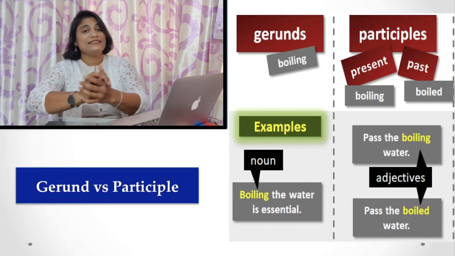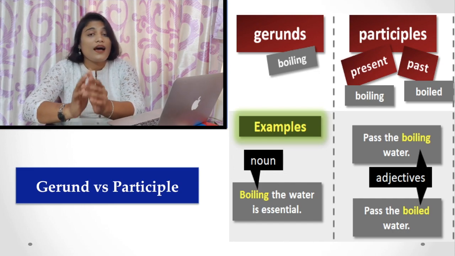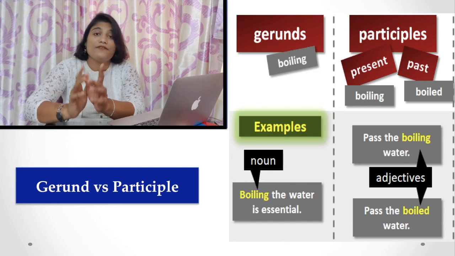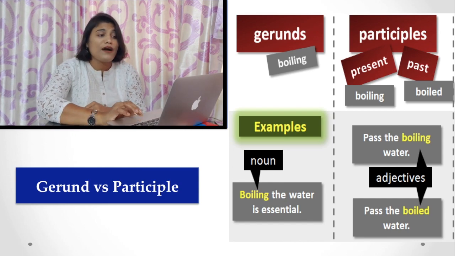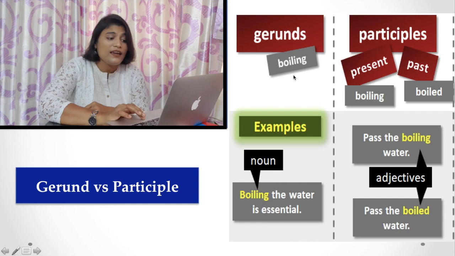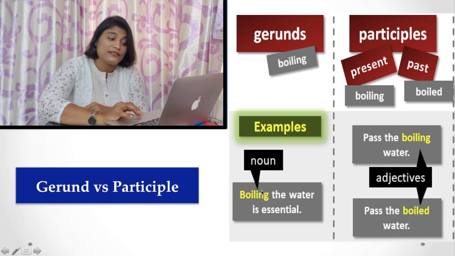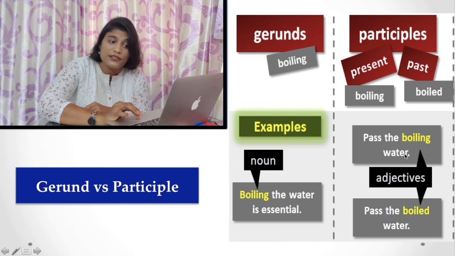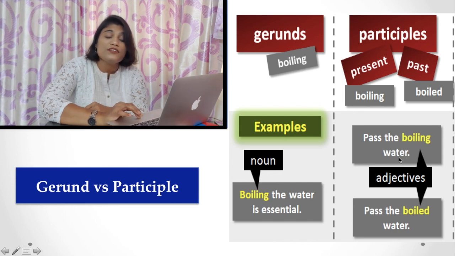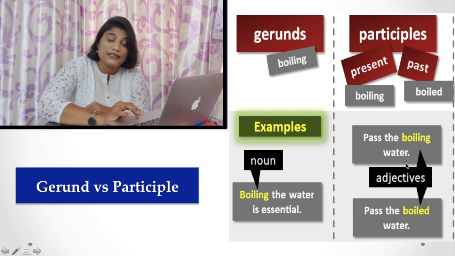Now, there is a difference between gerund and participle. Here, I took a word that is a verb, that is boil. When it is a gerund, you can find the verb with ing, boiling. Here, boiling the water is essential. Here, boiling acts as a noun, not as a verb. But here, you find pass the boiling water. Here, boiling is used as an adjective, not as a noun. So it is an example of participle.